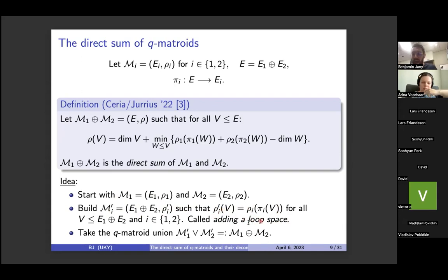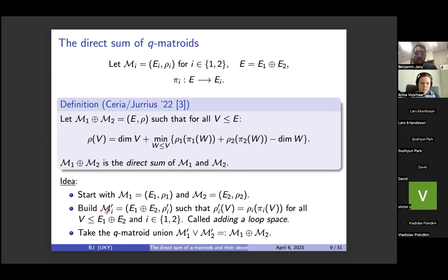And why did they call that adding a loop space? Well, if you notice in M1 prime, if you look at the rank of E2, you project onto E1, and then you just get that the rank of E2 in M1 prime is 0, because the projection of E2 onto E1 will just give you the 0 space, right? And so in this M1 prime, this whole space E2 will be a loop space and have rank 0.